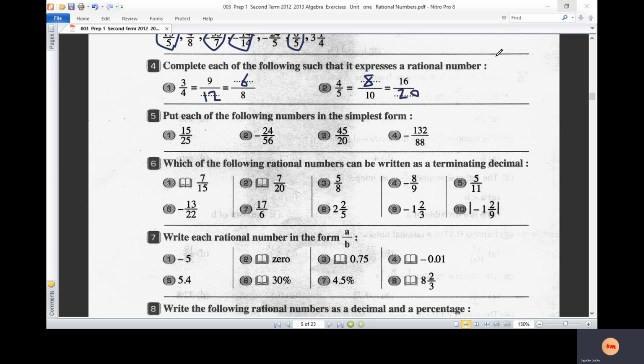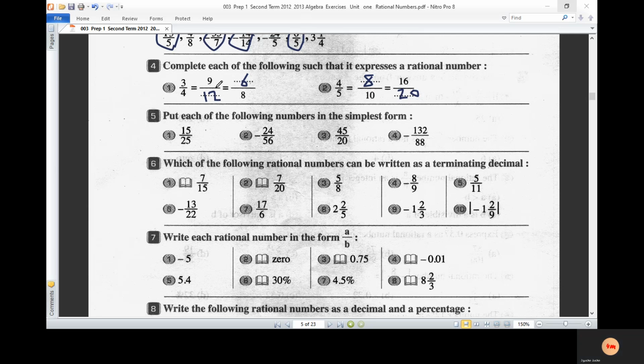5 over 11, you will divide 5 by 11. You will get 0.45 and it's repeated, so it's not terminating, it's recurring. Negative 13 over 22, you will divide it using your calculator, you will get 0.590 and the 90 is repeated, so it's a recurring decimal.